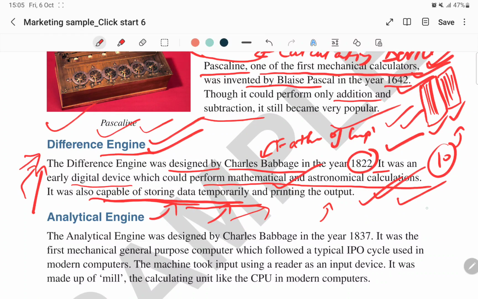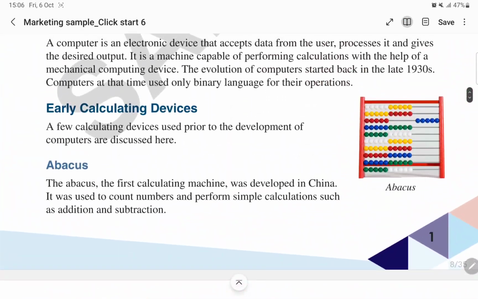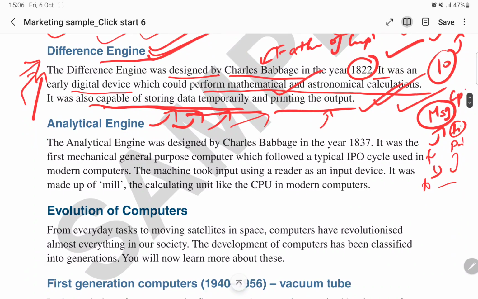Like the clipboard we have. Whenever we send messages, we copy those messages from one place and paste them where we want to send the message. So in the time period between the copying and pasting, the message is temporarily saved. That type of saving means temporarily storing the data. This difference engine was capable of that also, and it was printing the output. See how much ahead this particular calculating machine is in comparison to those which we have discussed, like Abacus, Napier's bones, Pascaline. So this difference engine is much more advanced.